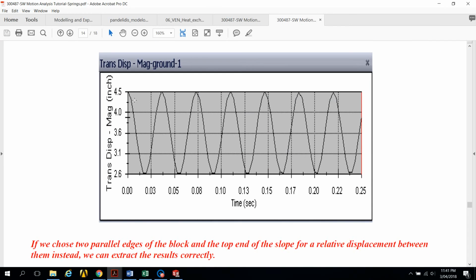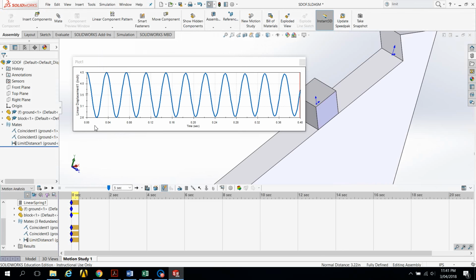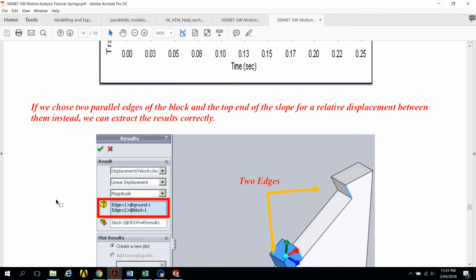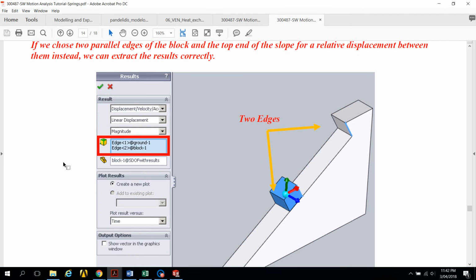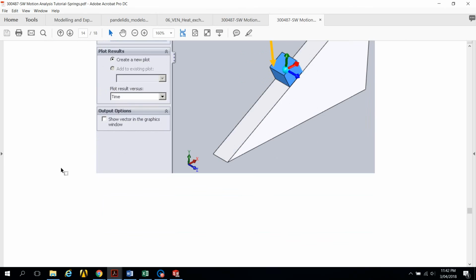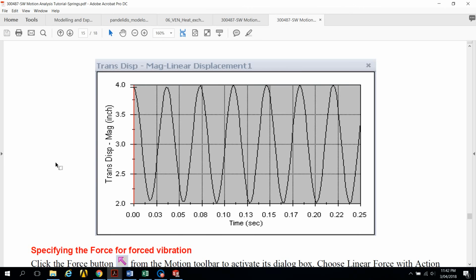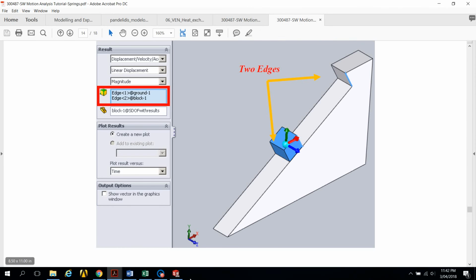Okay, so we can see that this one is starting from 4.5 to 2.6. Let's check that. Correct. Okay, so if I'm going to choose 2 parallel edges instead of the faces, and then we will make another one. So top of the end slope relative displacement between them. Instead, we can extract the result correctly. Okay, the 2 edges, edge 1 and edge 2. Actually, the lower one was about 2.6, so I'm going to do that.